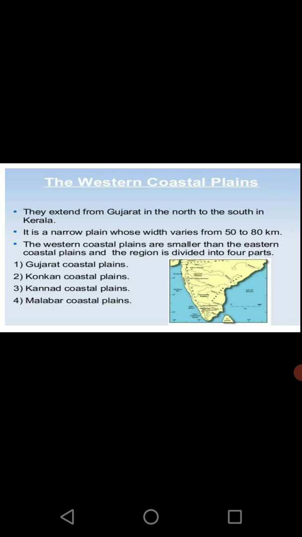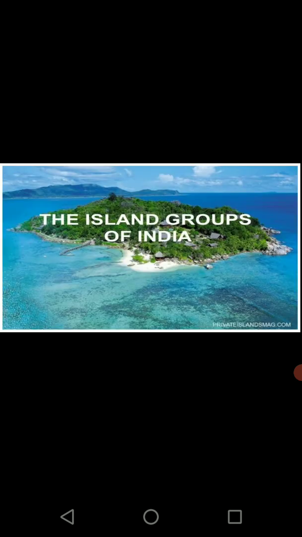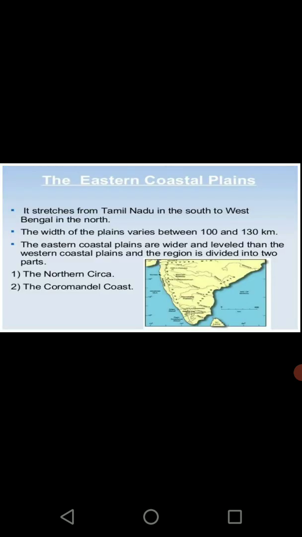Now the western coastal plains start from Gujarat and end at Kerala. They are narrow, and these are the plains which are included in this. We have then the Eastern coastal plain. The eastern coastal plains start from Tamil Nadu and go till West Bengal. There are two regions, Northern Sircar and the Coromandel coast. Eastern coastal plain is very famous because here we have another very big saltwater lake, that is Lake Chilika.